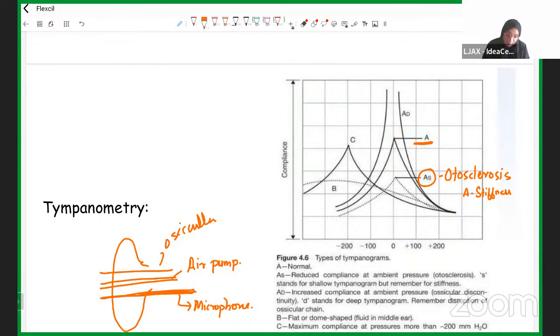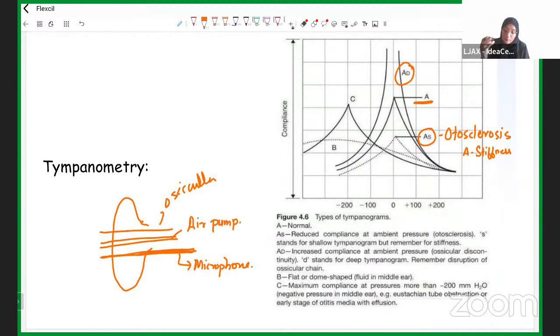Now, Ad, it is a tall wave. We can see here, it is when the compliance of the ear is increased. As, compliance decreases. Ad, compliance will increase. So what will happen is, when you put the pressure inside the ear, it will increase the compliance. And D stands for deep tympanometry.